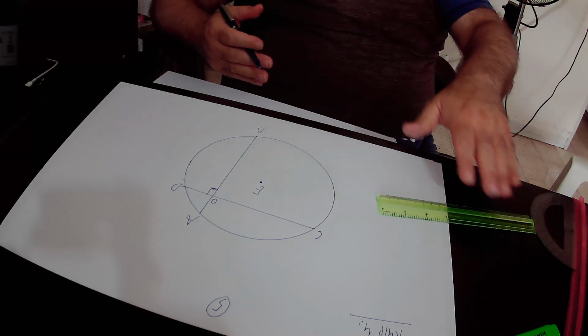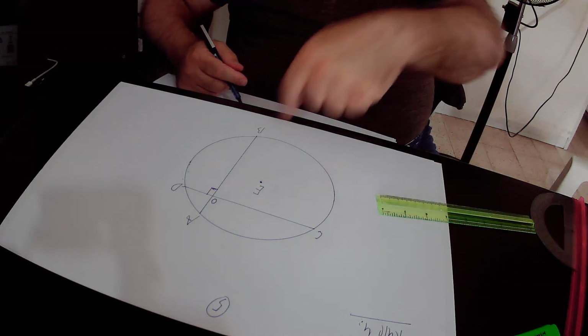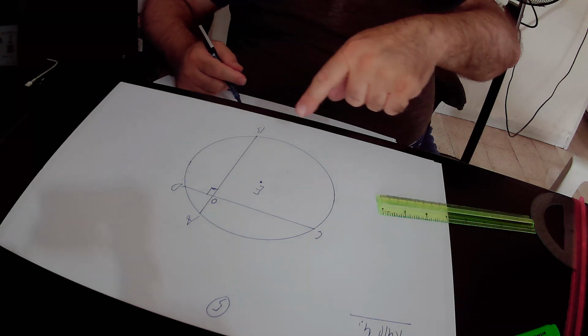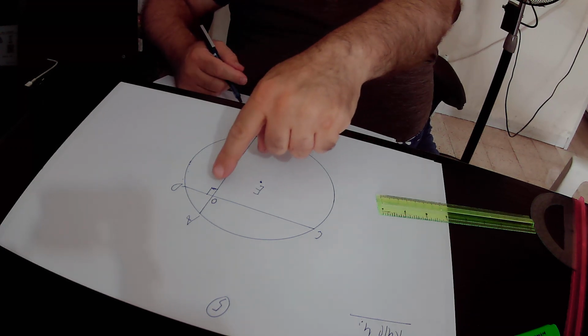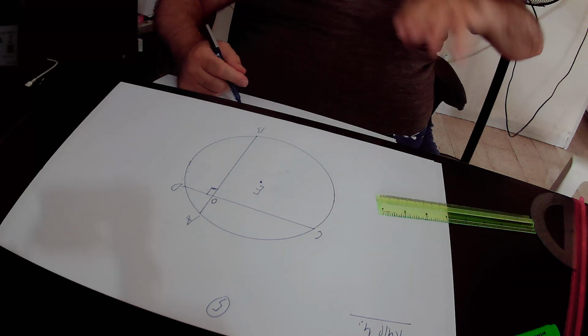So as you can see here, the two chords AB and CD are perpendicular to each other. That is to say, they create between them at the intersection point 90 degrees. This angle equals 90 degrees.